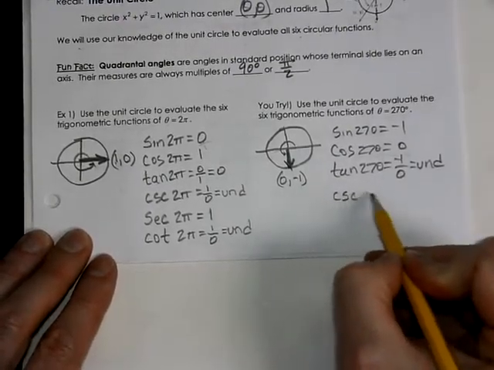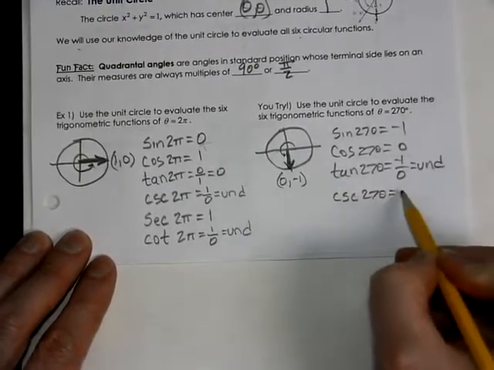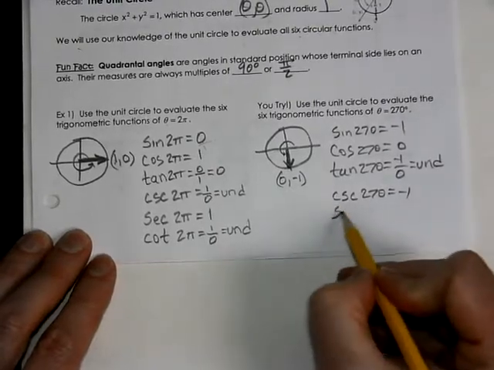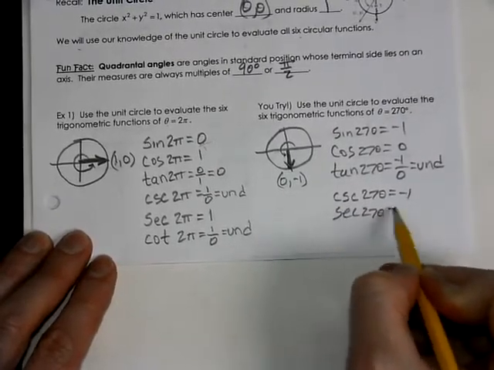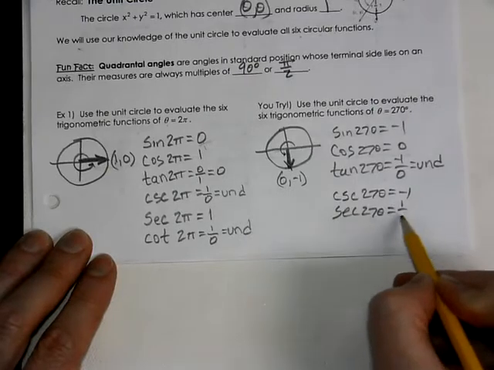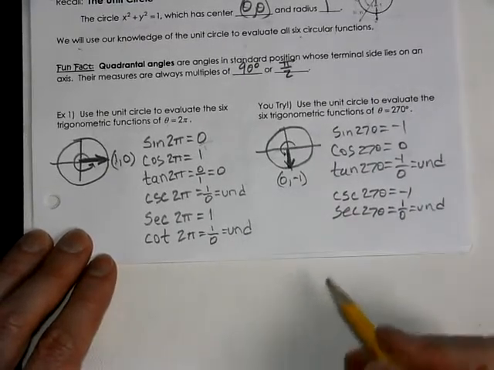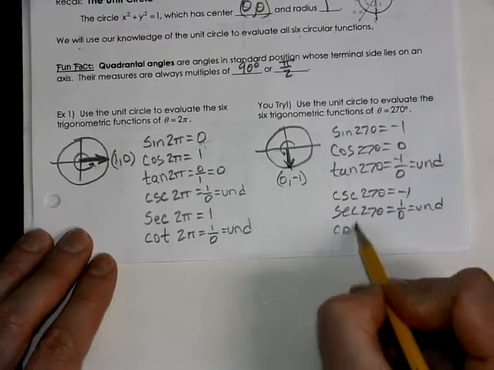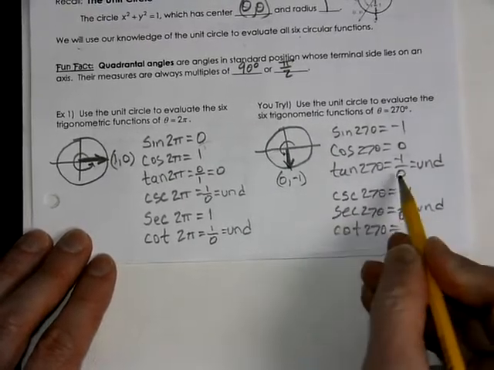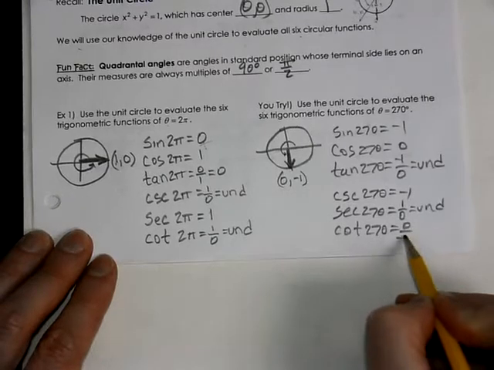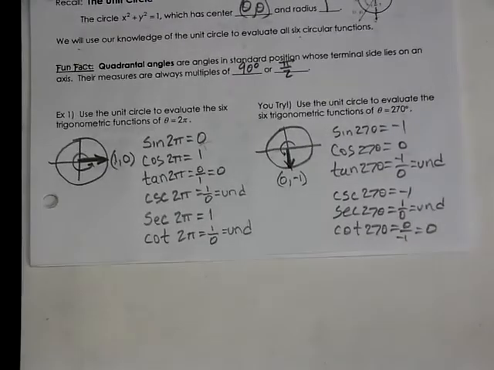The cosecant is the reciprocal. It's still negative 1. Secant would be 1 over 0, so that's undefined, the reciprocal of cosine. And cotangent is the reciprocal of tangent, so it's 0 over negative 1, which is just 0.